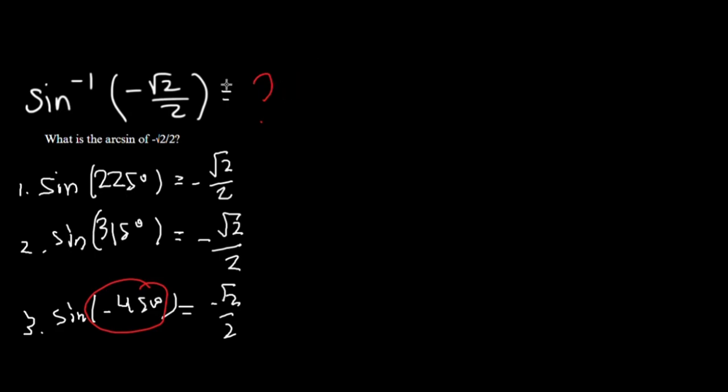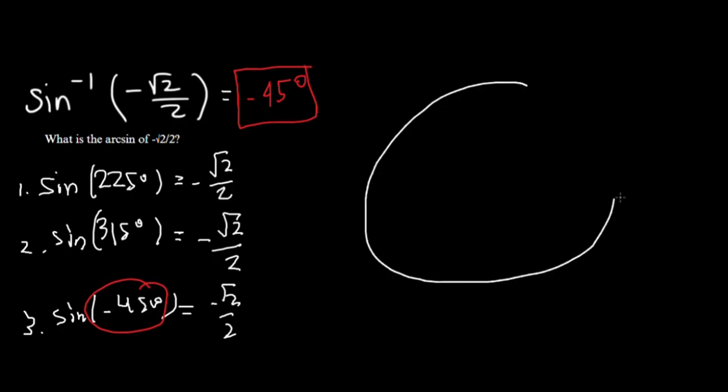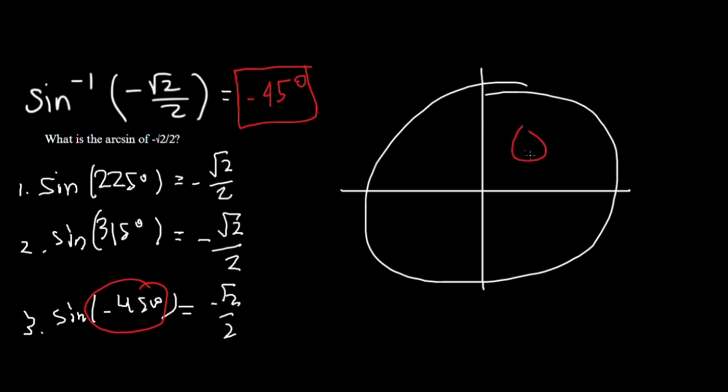Why? Why not 315 and why not 225? Mag-base lang tayo palagi sa range ng ating arcsin function. Whereas in the unit circle, let's draw a unit circle here. Quadrant 1, quadrant 2, let's label it. Quadrant 3, quadrant 4. Okay.